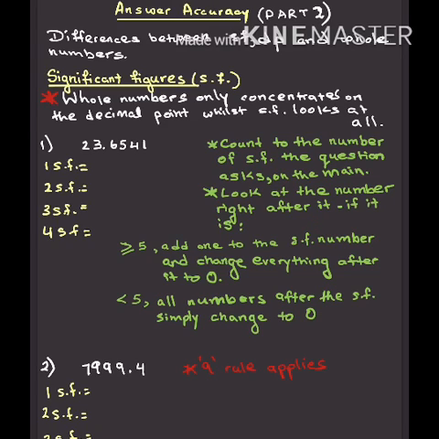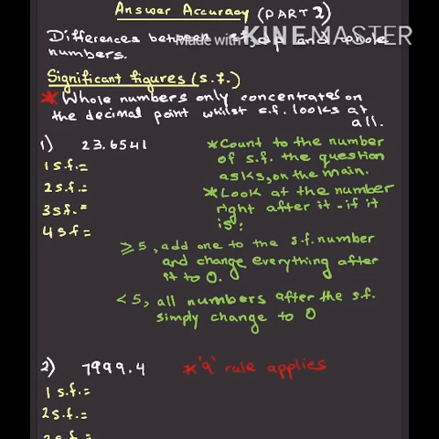We're going to start by solving this one. This is our main number. I've put it to 1, 2, 3, and 4 SF. I'm doing this so that you can get a range of answers and see how to do things here. To begin with, the first step says, count to the number of SF the question asks on the main. The main basically means the number you're working on. So we count to the number of SF.